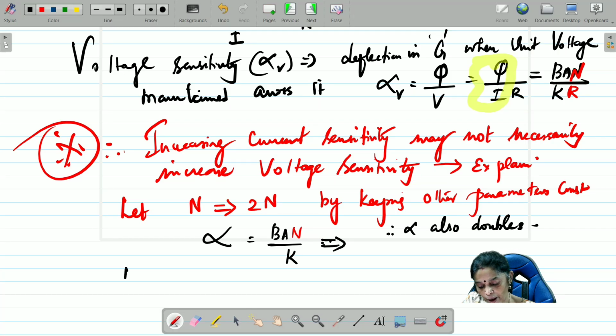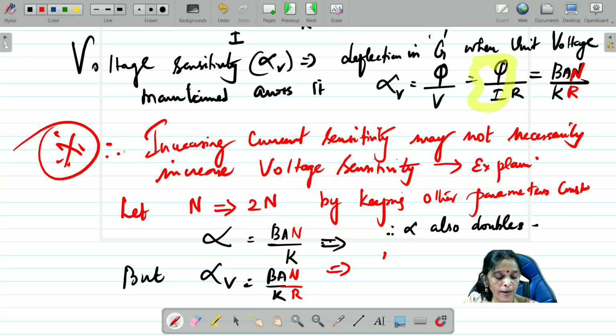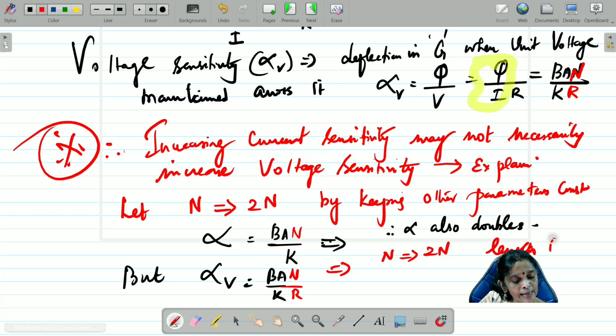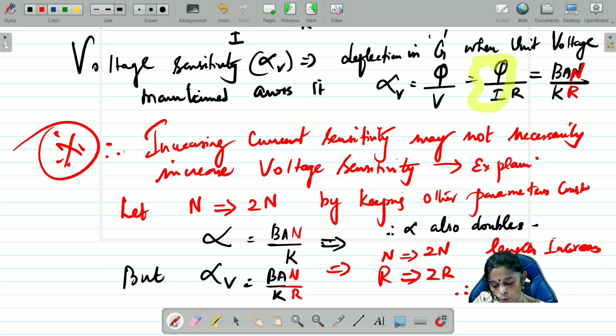But alpha V is equal to NBA divided by what? Alpha V = NBA by KR. If N becomes 2N, the number of turns is increased. What will happen to length? If you increase the number of turns of the wire, the length increases. When length increases, what happens to resistance? Resistance also doubles. So therefore, voltage sensitivity remains constant.